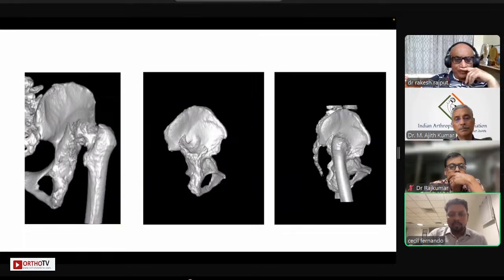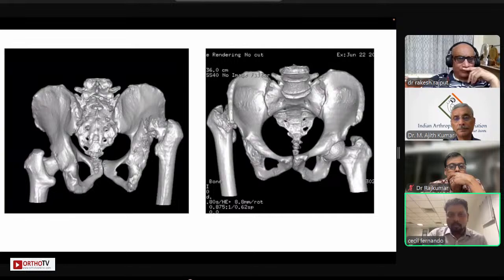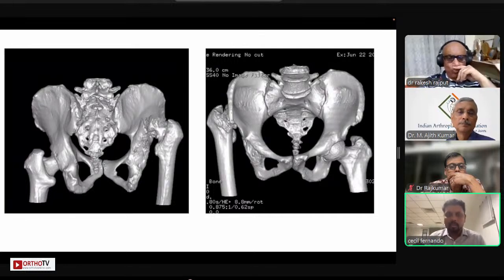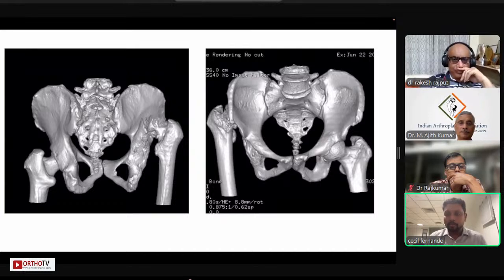So after seeing the X-ray and the CT, how to proceed further, sir? The patient had an injury 50 years back. It's a neglected posterior dislocation of the hip with a gross reduction in activities of daily living. So any neurological deficit he has? No, sir.